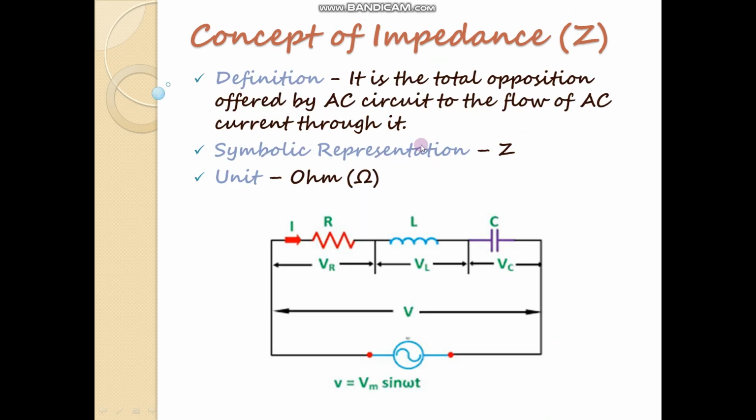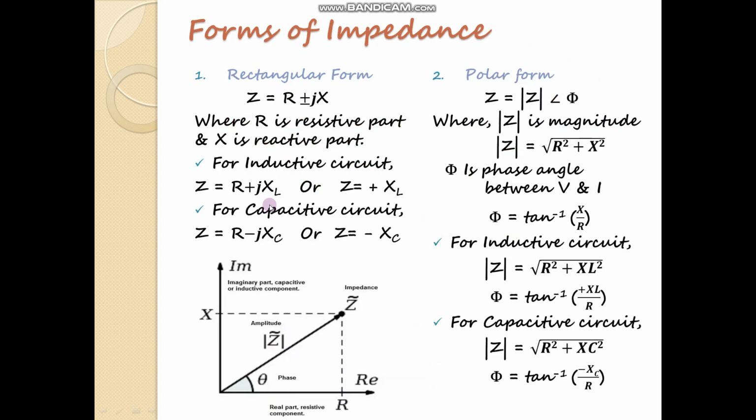Now next is the concept of impedance. Impedance means the total opposition offered by the AC circuit to the flow of AC current through it. Total opposition means opposition offered by resistor, inductor and capacitor all. It is denoted by the letter Z and its unit is ohm. Now there are two forms of impedance. First is rectangular and second is polar form.